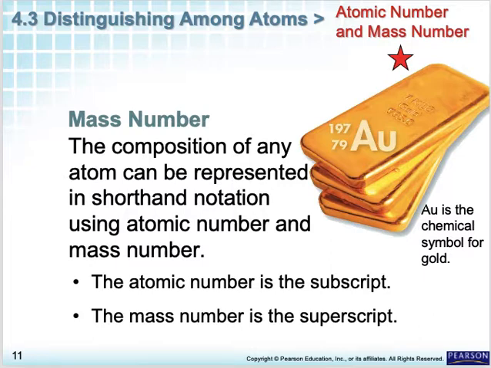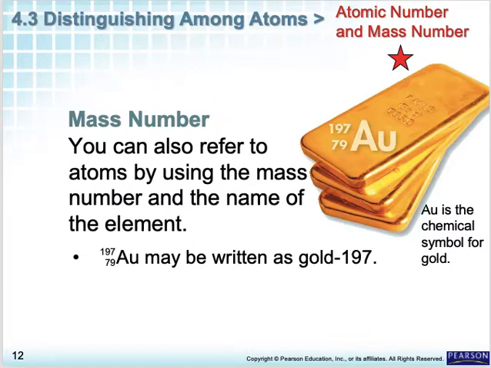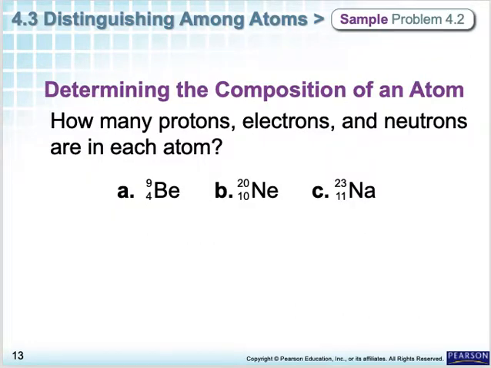Composition of elements can be represented in a shorthand notation. The atomic number is the subscript, or the bottom number, and the atomic mass, or the mass number, is the top number, or superscript. You can also refer to it by writing out the element name, then a dash, and its atomic mass. So gold-197 would also be a way of notating this. You should be able to do this question now. I'm going to ask you to pause the video here and see if you can come up with the right answers and check yourself just to make sure you're good.